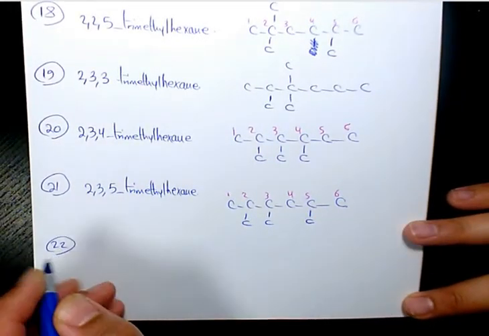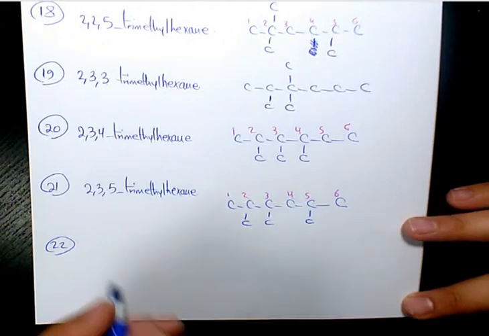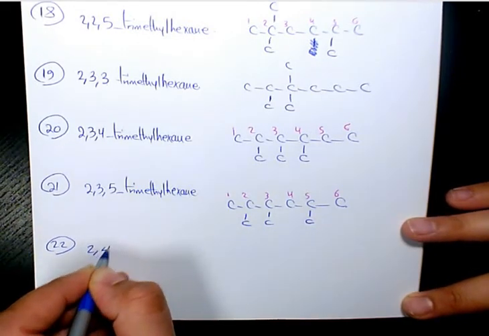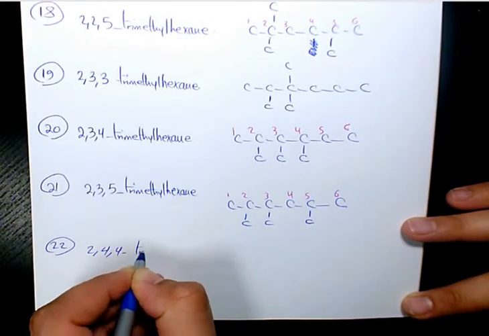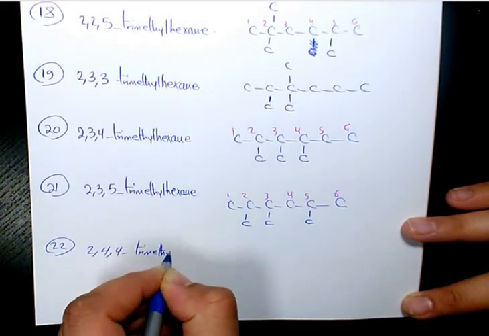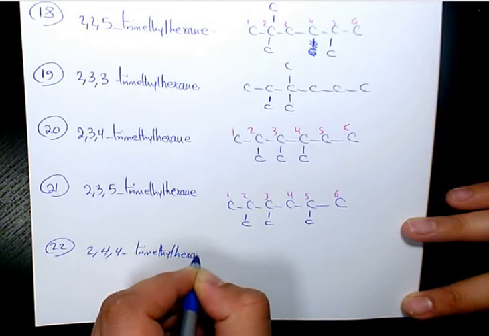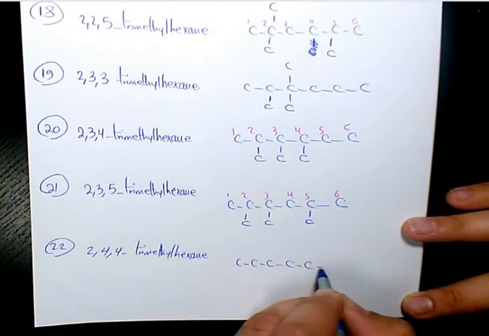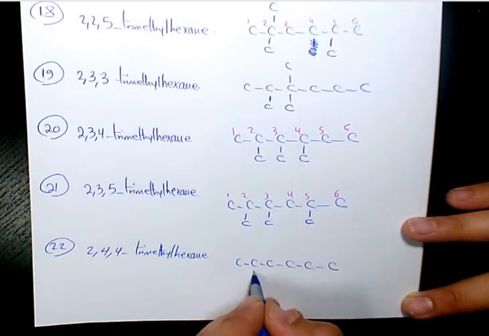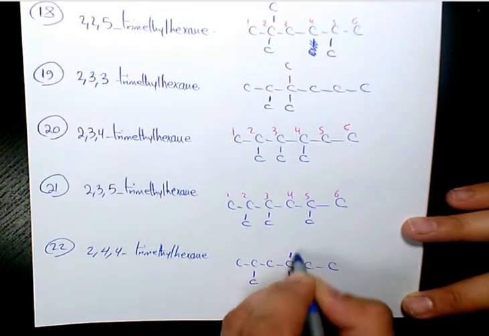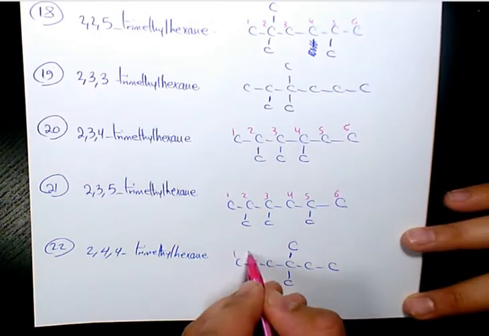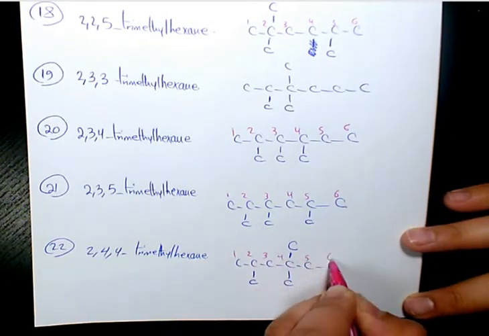Next one is going to be 22nd. It's going to be 2 and 4, 4 trimethyl hexane. Just going to be 1, 2, 3, 4, 5, 6. We have one in here and 2 methyl on the fourth carbon. So 1, 2, 3, 4, 5, 6.